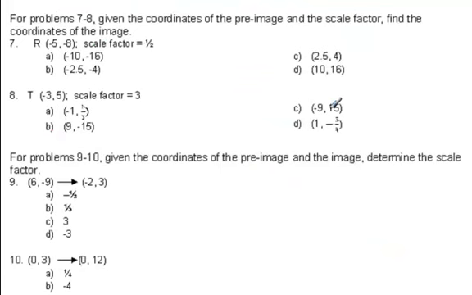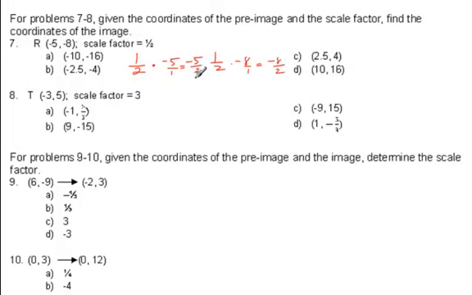Okay, number 7. Given the coordinates of the pre-image and the scale factor, find the coordinates. We learned in class that if I know my original point and I know my scale factor, I'm simply going to multiply my scale factor by those points. So I have 1/2 times -5, and 1/2 times -8. We just do top times top, bottom times bottom, so I have -5 over 2. And in this one, I have -8 over 2.